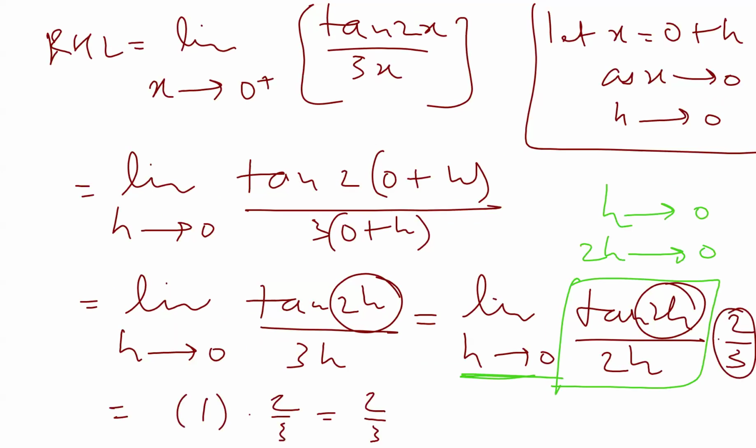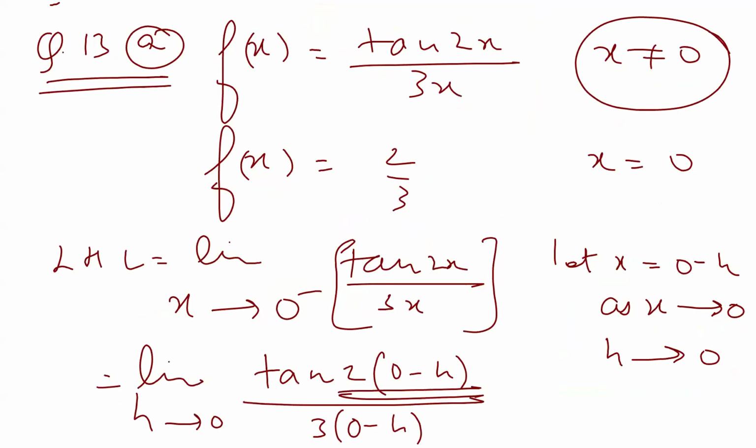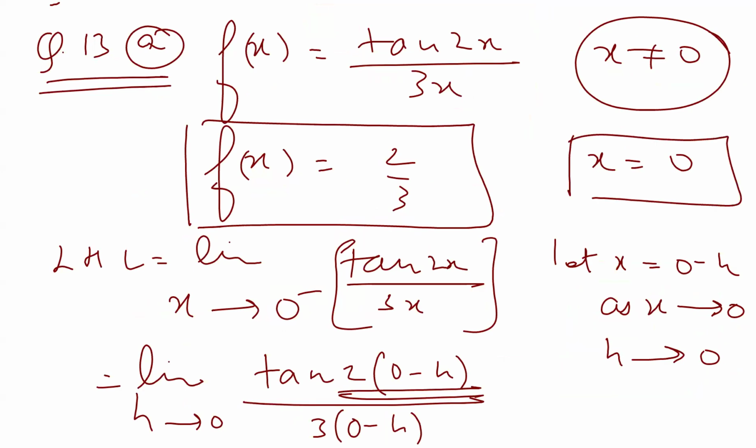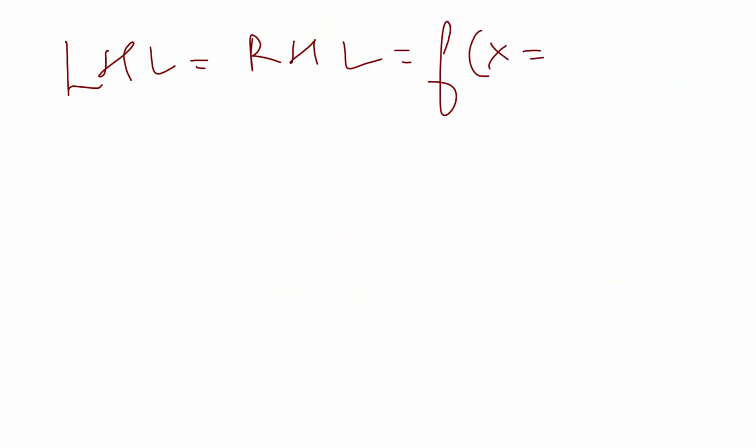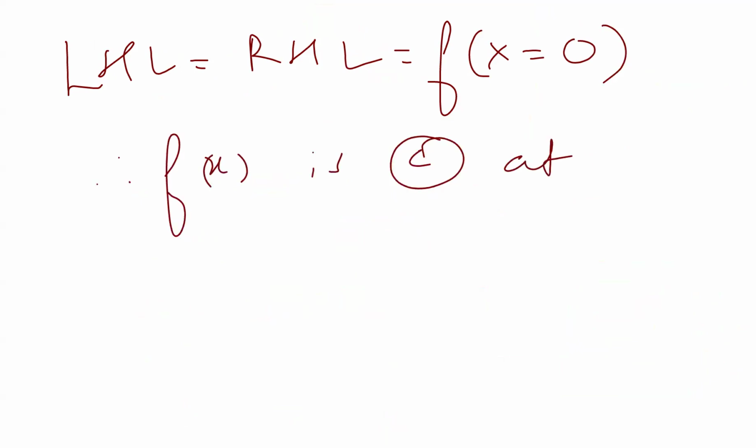So the final conclusion for this problem: f of x equal to 0 is already there, 2 by 3. We need not calculate it, it's 2 by 3. So we can write LHL equal to RHL is equal to f of 0. All values are 2 by 3. Therefore, f of x is continuous at x equal to 0. So that should be your conclusion. Okay.